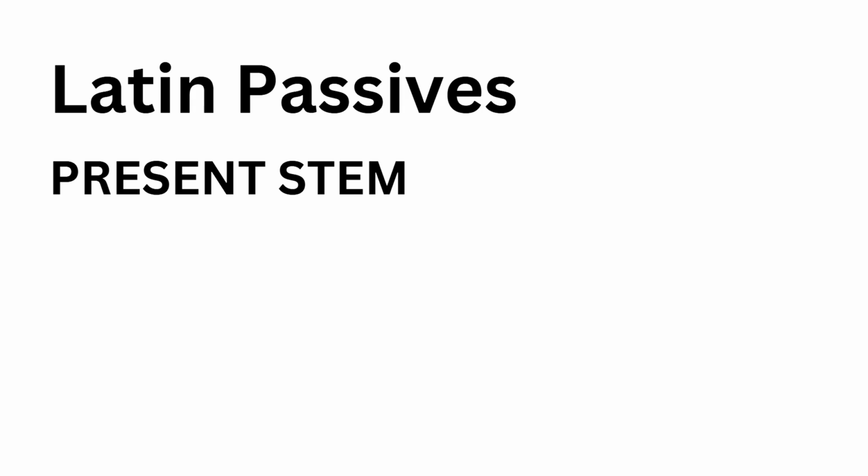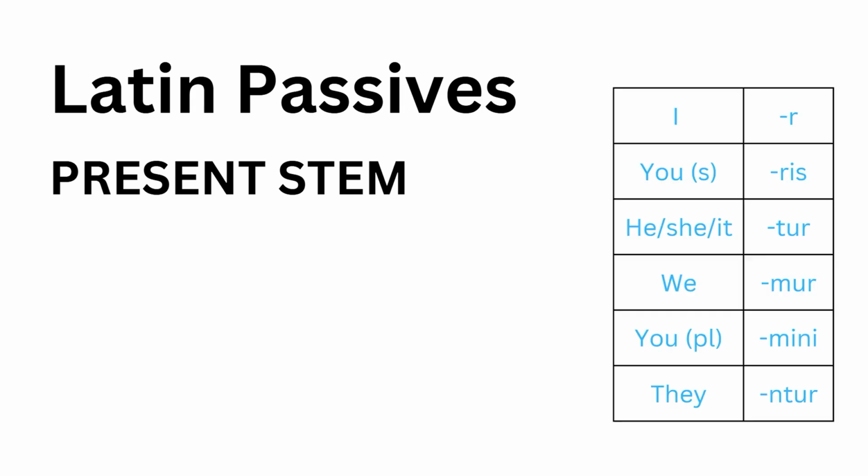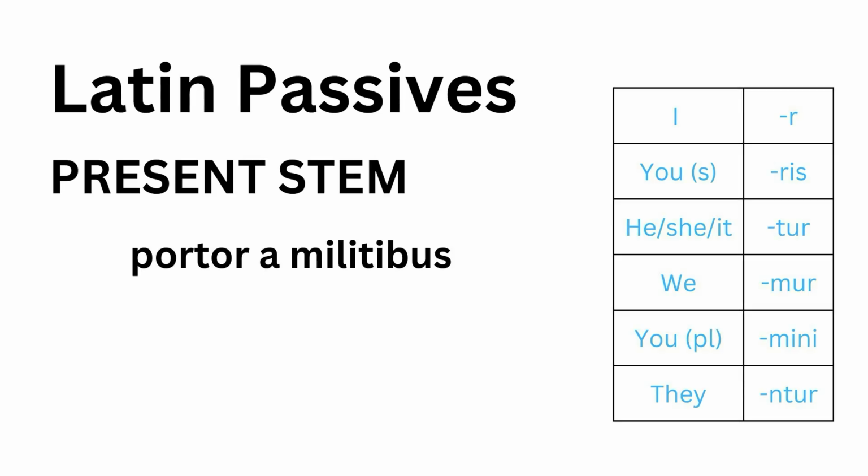Then the imperfect and the future have their signifier to tell us which tense it is, and then you add these endings: -r, -ris, -tur, -mur, -mini, -ntur. For the imperfect, that changes to -bar, -baris, -batur, -bamur, -bamini, -bantur. And for the future, that changes to -bor, -beris, -bitur, -bimur, -bimini, -buntur. So let's have a look at some. Portor is my first person present passive, so I am carried a militibus, by the soldiers.